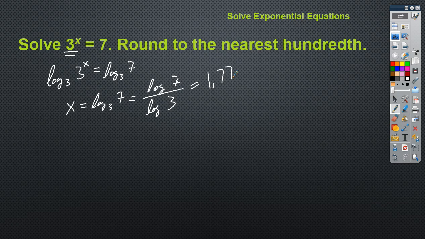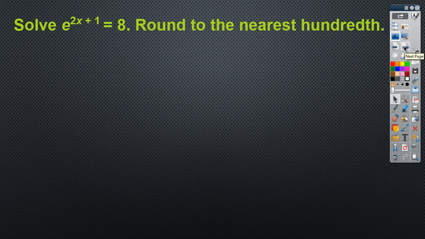Ta-da. Okay, so let's see what's next. Ooh, solve e^(2x+1) = 8. Round to the nearest hundredth. Again, I don't like the x's above. I want to bring them down. So how can I bring them down? Well, I want to undo the exponent part, and undoing the exponent means I need to take a log. Log of what base? The same base that I had before, the base e.